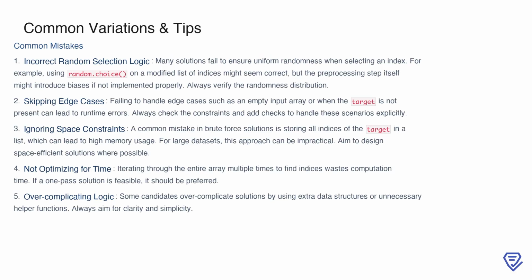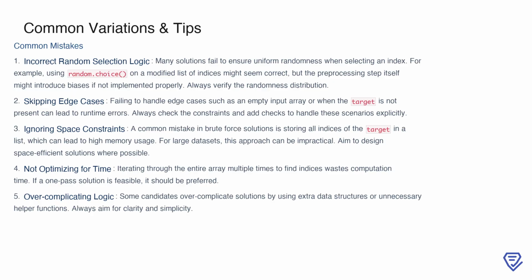When tackling this problem, there are several common mistakes to watch out for. First, incorrect random selection logic is a frequent error. For example, you might think using random.choice on a pre-processed list of indices will work, but if the pre-processing step is flawed, it could introduce biases, leading to uneven randomness. It's essential to verify that your randomness distribution is truly uniform.